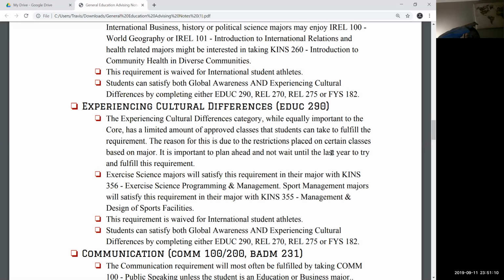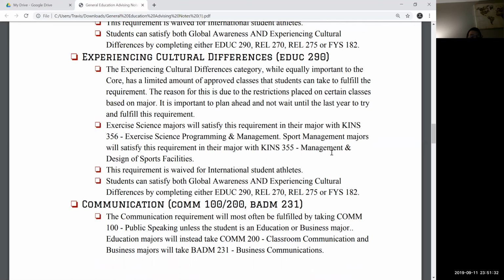Okay, so exercise science majors, we have quite a bit. You will be doing exercise science, we'll do KINS 356, and sport management majors, another popular major of our student athletes, you would do KINS 355 as part of your major requirements, and that will fulfill this category. All right, so once again, if you're an international student athlete, you are waived from having to do that.